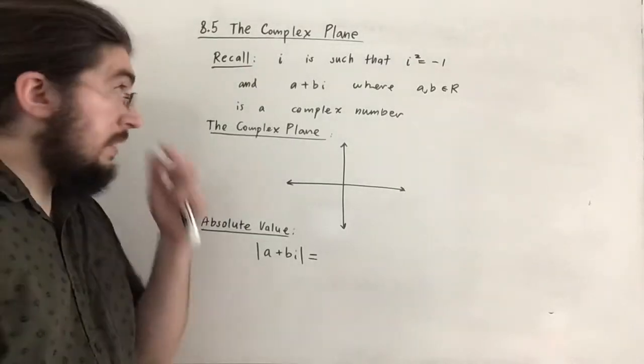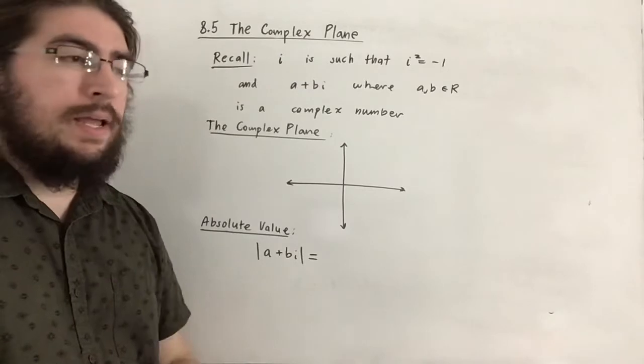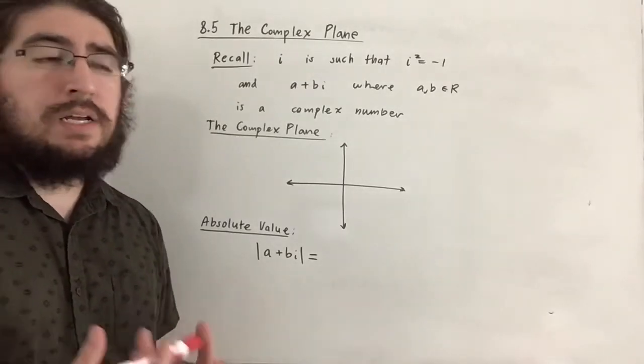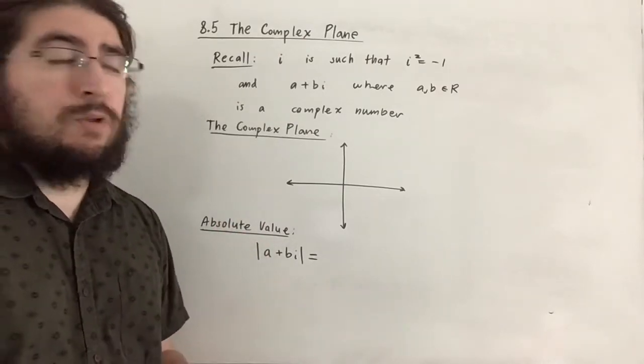Hello everyone, here we'll be discussing chapter 8.5, which is a discussion on the complex plane. Now the complex plane is, I guess you can say, analogous to the real number line. In fact, it's kind of an extension of the real number line.